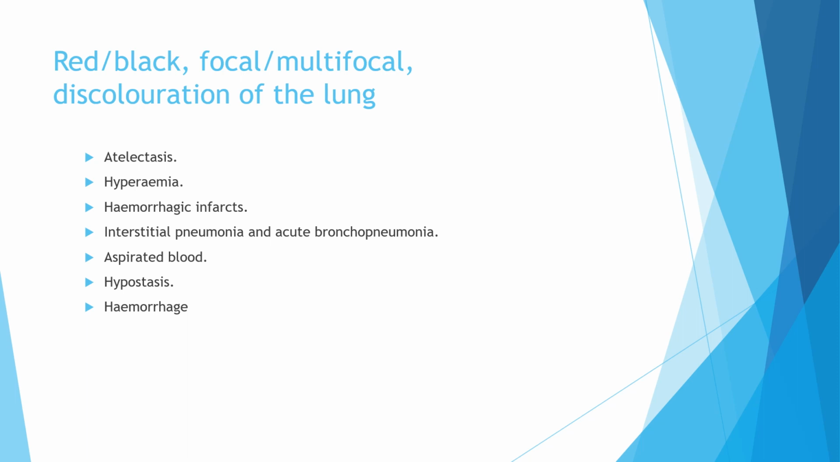This is an important list to remember. It is often asked to list the differentials for red, black, focal, multifocal discoloration of the lung. It's an important list. I repeat, it's an important list to know that if a lung is red, there can be many reasons why it is that color, and microscopically you cannot always distinguish between all of these listed here. But do know the list and make mental notes of it.